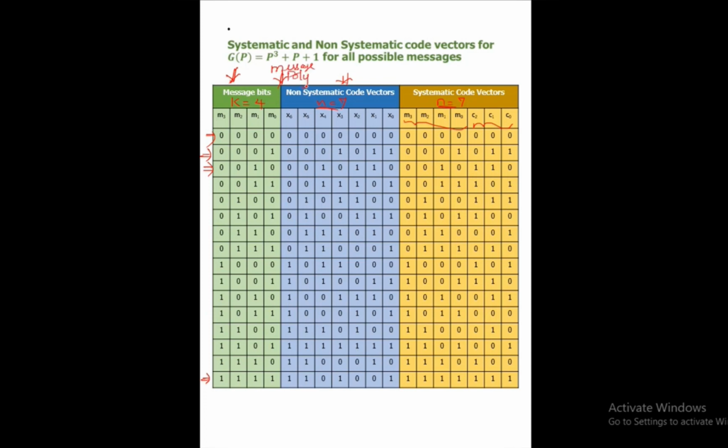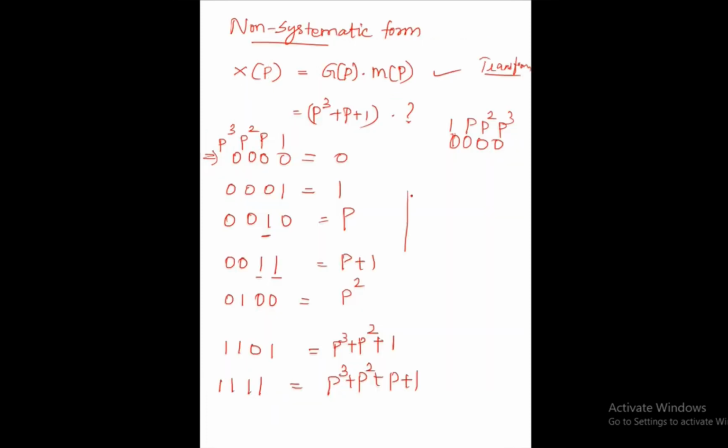Okay, represented as a message polynomial. So for the message polynomial, the column should be P^3, P^2, P, 1. You have to include it like this. The first column is your message sequence or message vector: m3, m2, m1, m0. Then your second column is your message polynomial, so the message polynomial is P^3, P^2, P, 1.